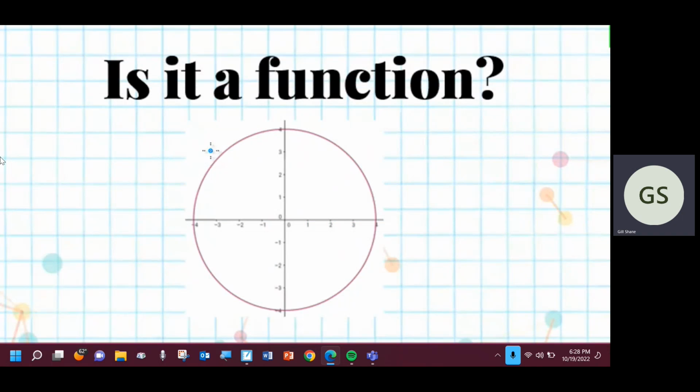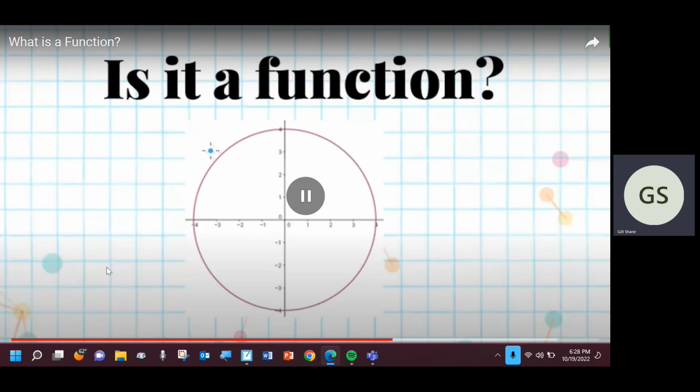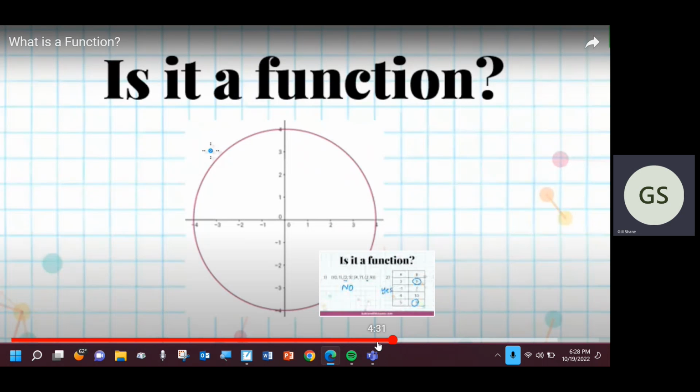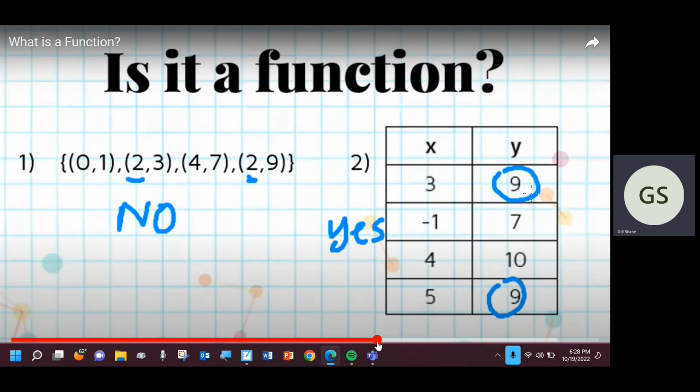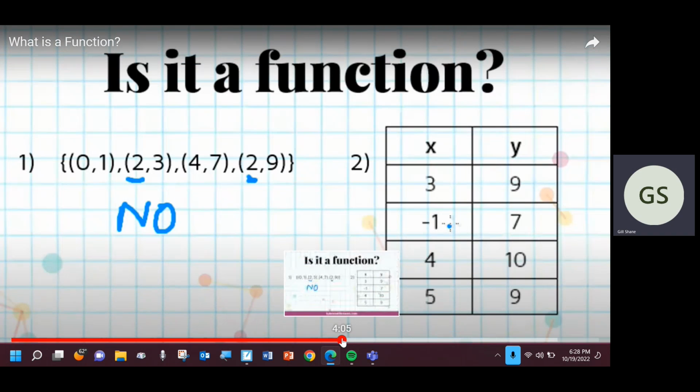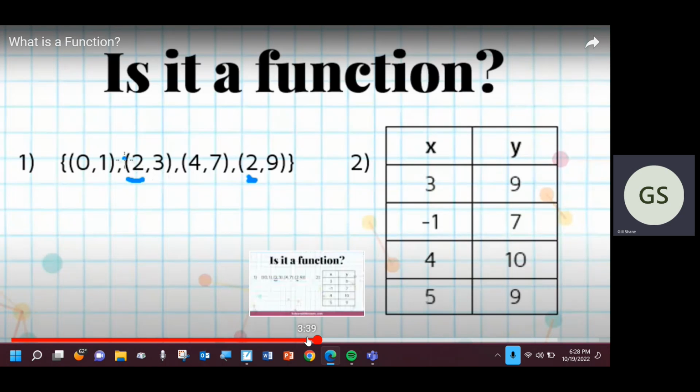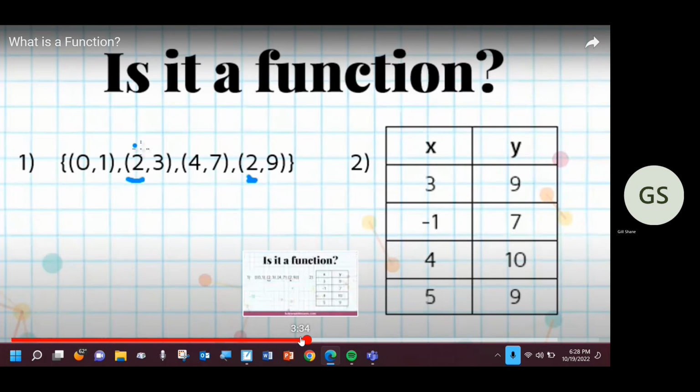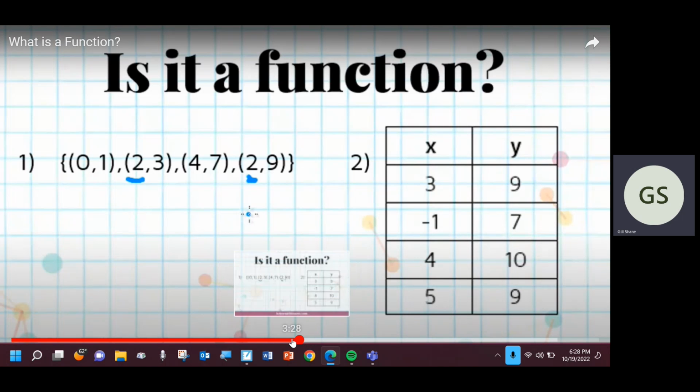A function can also be shown. Okay, so we're going to stop the video there. I'm going to take a real quick because this is going to be easier to do in the smart notebooks. I'm going to kind of just repeat everything she said, but maybe talk about it in detail.